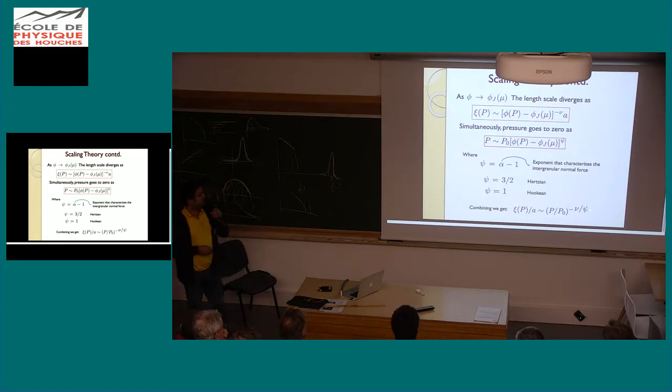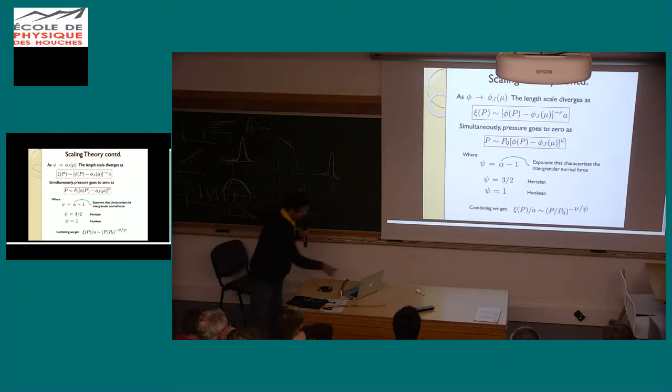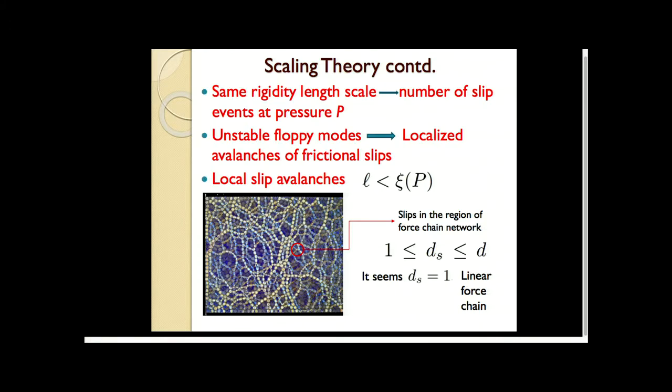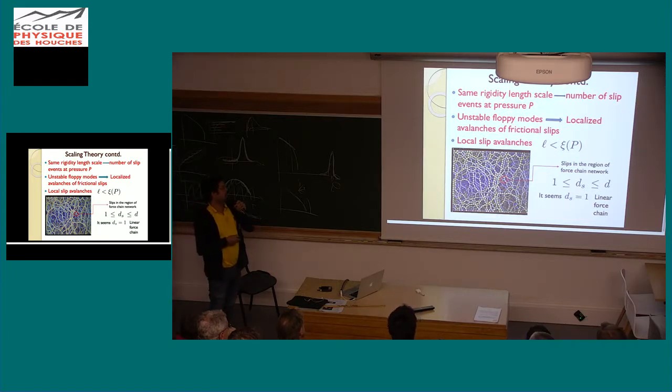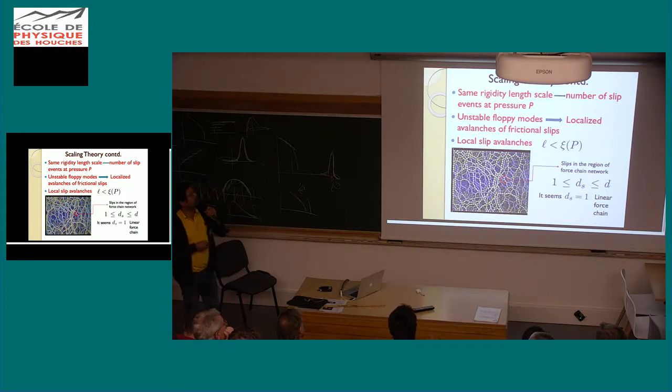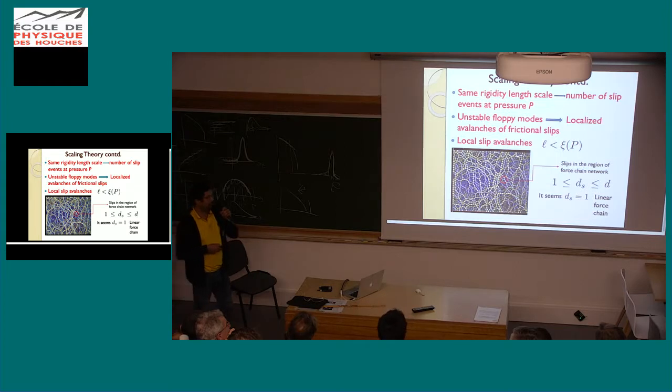So you can combine this, and you can see that as the pressure tends to 0, this length scale diverges with an exponent nu by psi. We say that this same rigidity length scale also controls the number of frictional slips at a given pressure, because within that length scale, the system behaves isostatically. That means the number of constraints is equal to the number of degrees of freedom. That makes the system marginal, and you'll have all sorts of unstable floppy modes. So we say that below that length scale, there are local slip avalanches everywhere in the granular matter.